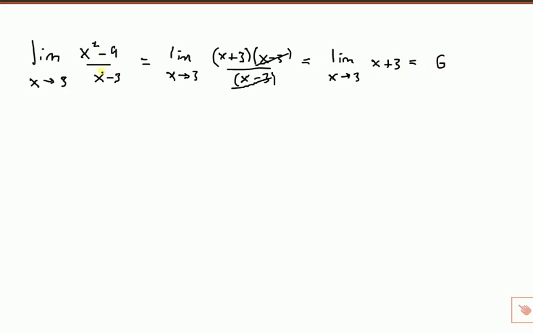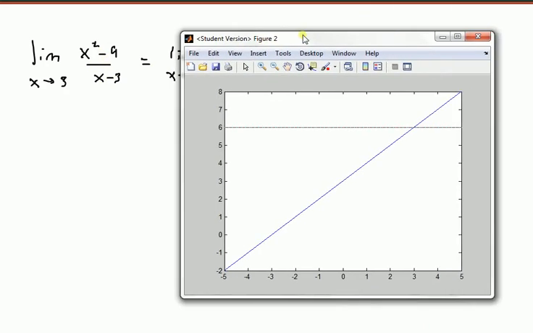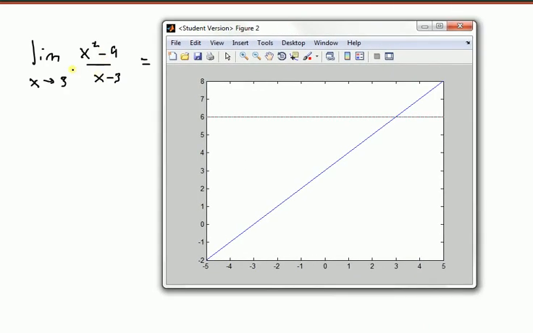So what looked like a complicated function actually turned out to be a pretty simple function. And again, here's a graph. This complicated looking function here is actually just a line. It's this line right here. And here is the line y equals 6. So you can see as x approaches 3 from either side, the function approaches 6.